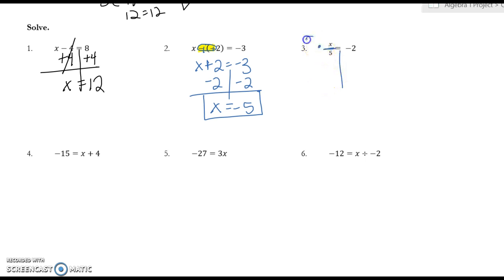For number 3, I have x over 5, and over just means divide. So I need to get rid of a divide by 5 by multiplying by 5 on both sides. 5 divided by 5 is gone. It's just 1, so it's x. And -2 times 5 is -10.